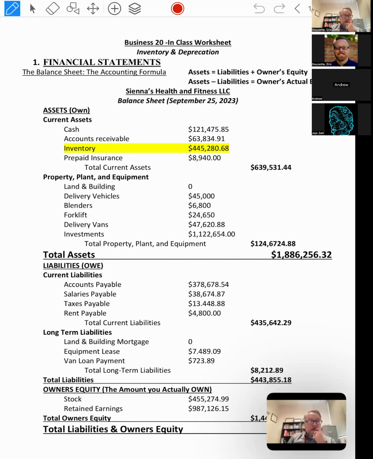All right, so I'll get started. We're going to be talking today about inventory and depreciation, and both of these are critical to your financial statements. As far as the value or the amount of profit that you claim or the amount of taxes that you pay, it has a lot to do with inventory and depreciation.